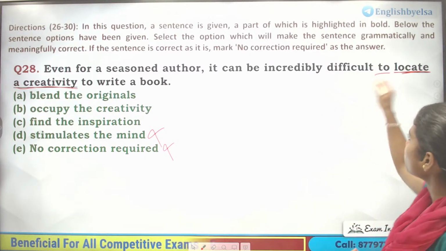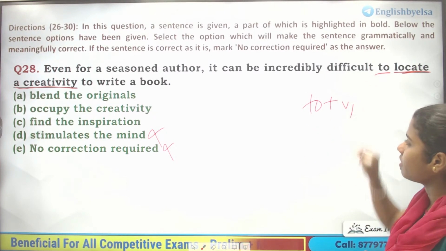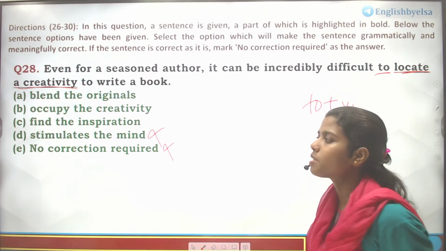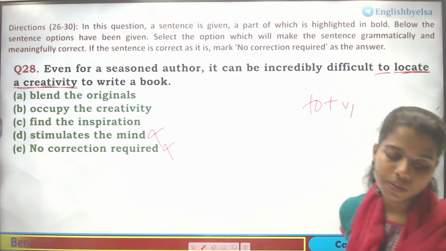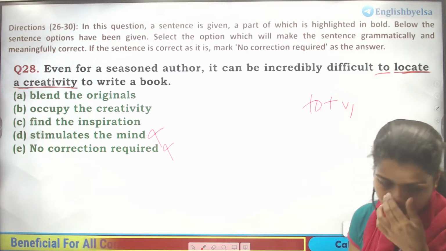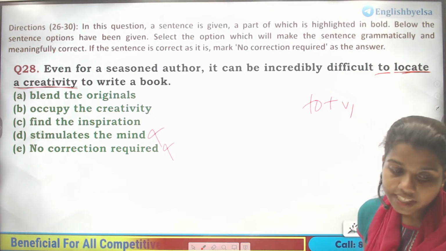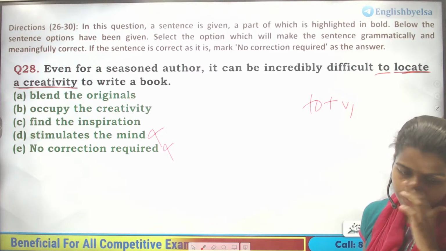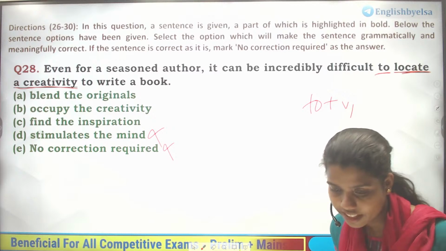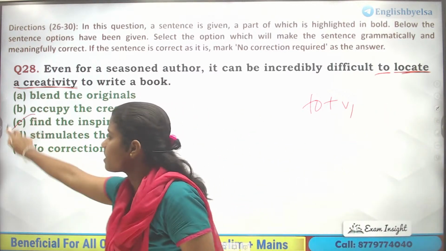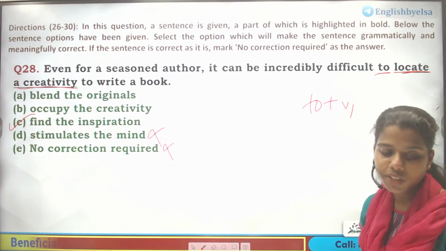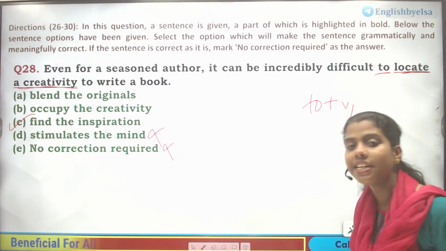Why? Because here to is given and to is followed by V1. Stimulates is not V1. V1 means first form of the verb. Stimulates is not the first form of the verb. There are only 3 options remaining. Occupy the creativity. For question number 28, yes, Karthik, you are right. Option C is the correct answer. To write a book, you need an inspiration. Find an inspiration.